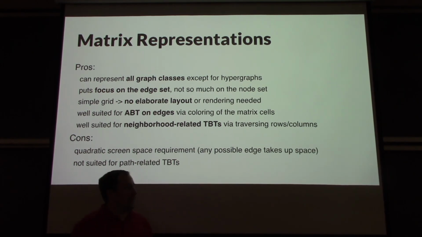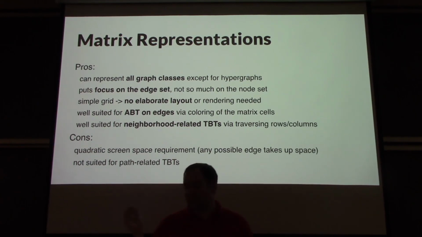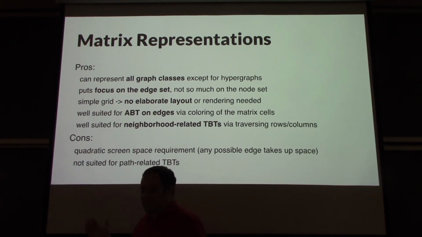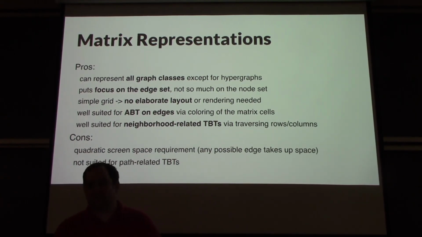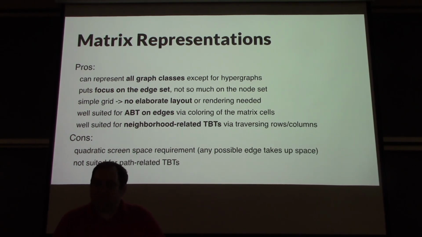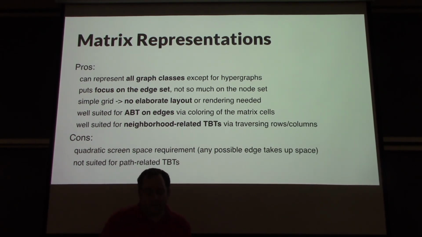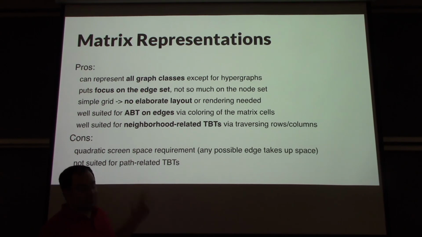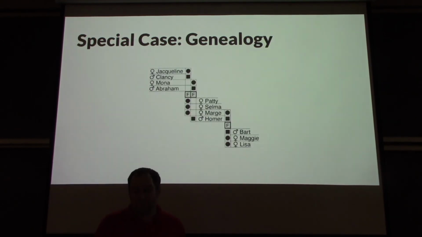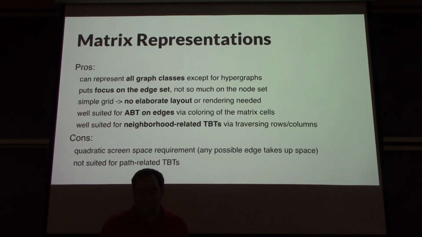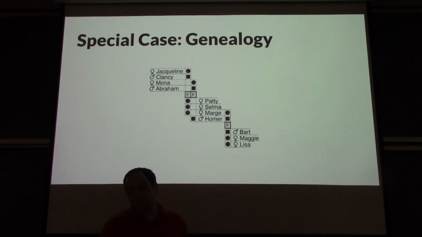But they need a lot of space. And so these networks that I showed you have maybe 50 nodes, this Les Miserables network, and that's already kind of the upper limit here. And of course, they're not suited for topology-based tasks.